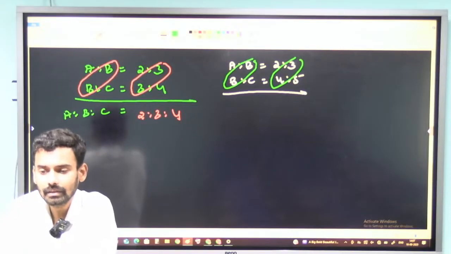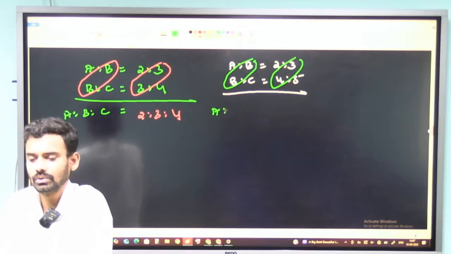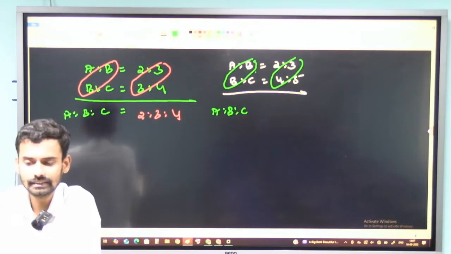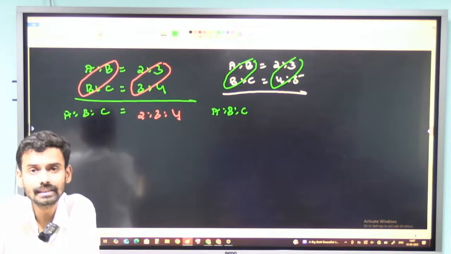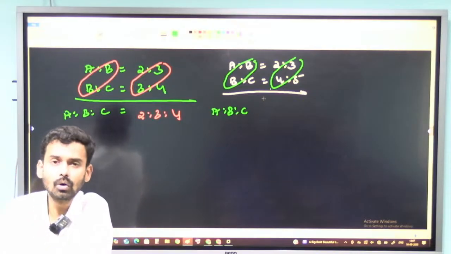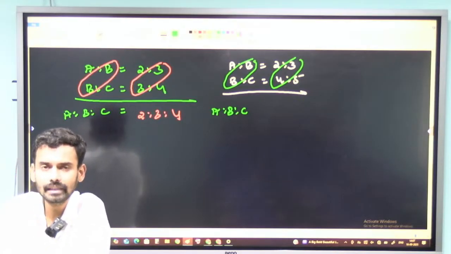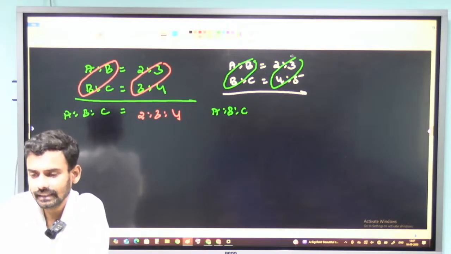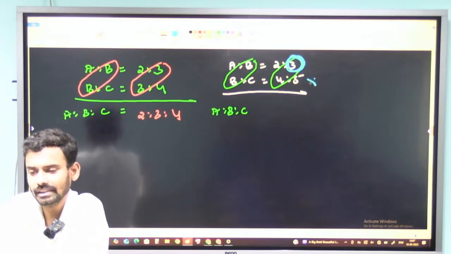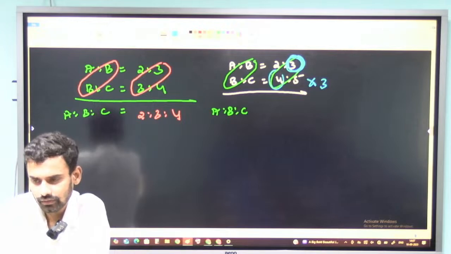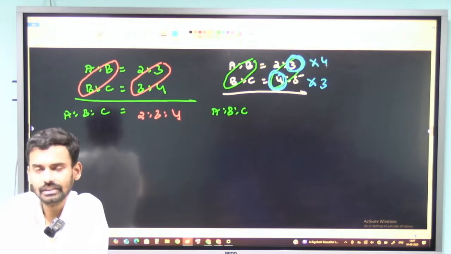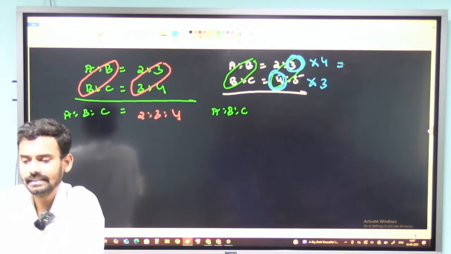To merge the ratios like A is to B is to C, first we need to make the B common, then only we can merge the ratios. So how to make this B entity common or same in both the cases? This 3 we need to multiply it to the second ratio. This 4 we need to multiply it to the first ratio. By doing so, let's see what happens.